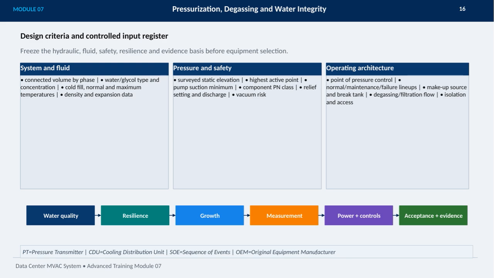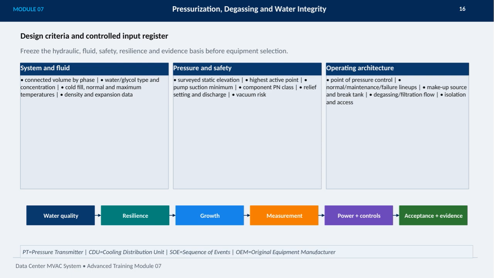Next, we consider pressure and safety factors. We survey static elevations, identify the highest active points, and determine pump suction minimums. We also review the pressure ratings of components, relief valve settings, discharge paths, and assess any vacuum risks to avoid system failures.